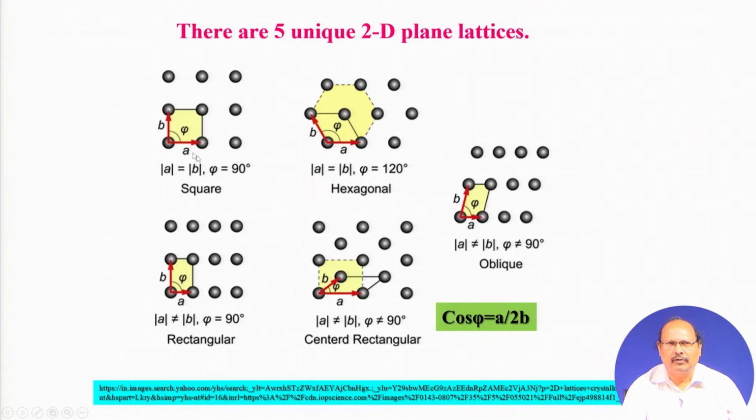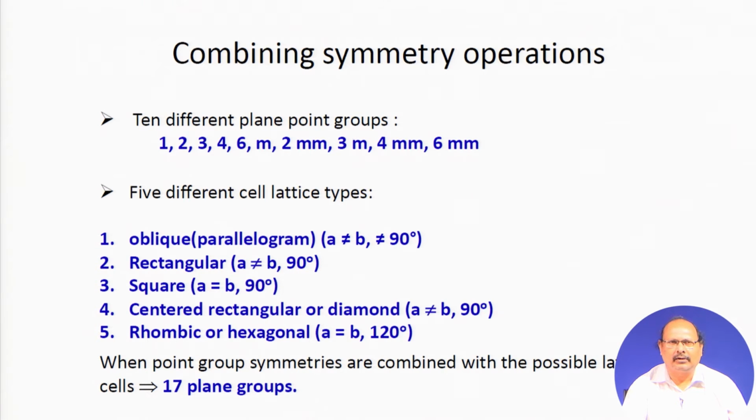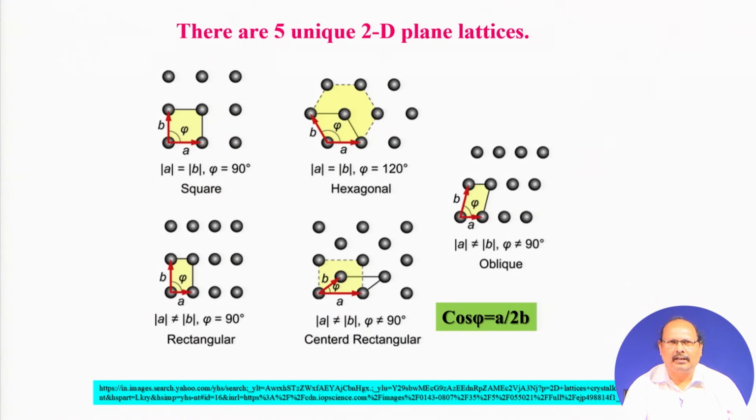This is the one which we call the square lattice. This is the unit cell of a square lattice, where A is equal to B and the angle between A and B is 90 degree. This is the one where, if this is the hexagon here, this is 1/3 part of that, this particular domain. This we have studied as a rhombic or hexagonal plane lattice, and A is equal to B, and this angle is 120 degree here.